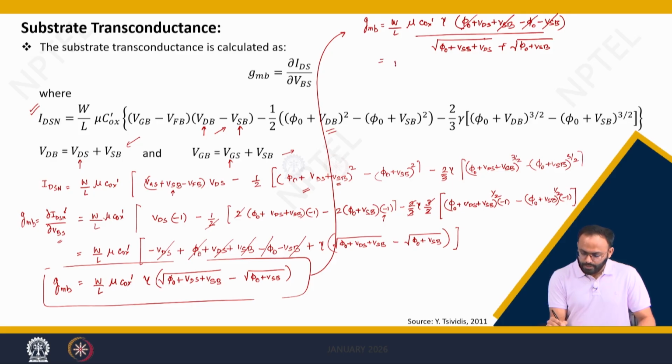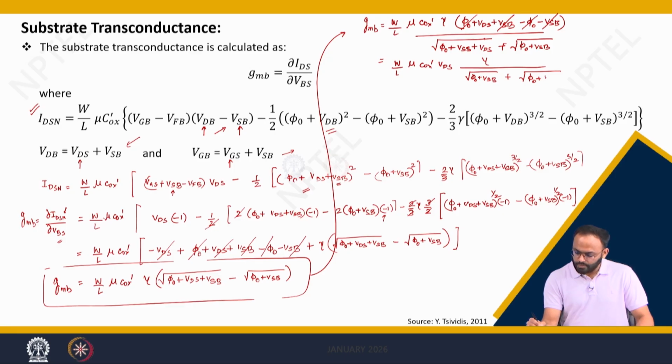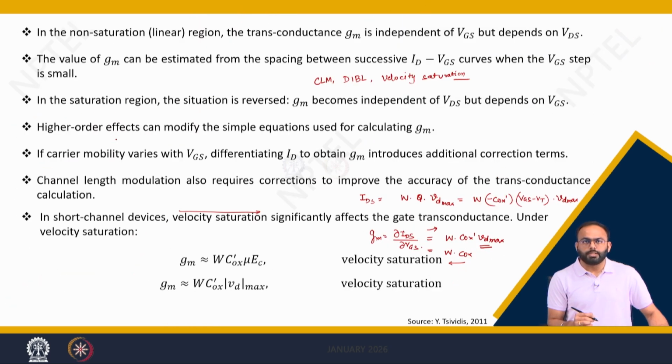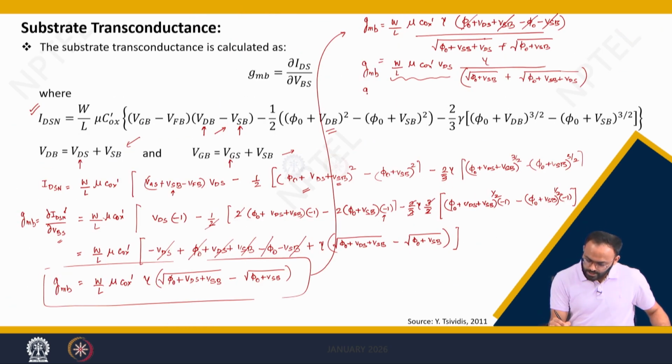You will be left with W by L into mu into COX dash into VDS into gamma divided by square root of phi naught plus VSB plus square root of phi naught plus VSB plus VDS, right. In the previous expression you can simply find out that W by L mu into COX dash into VDS is what? GM here, right. So, I can simply use GM here as GMB is equal to GM into gamma.